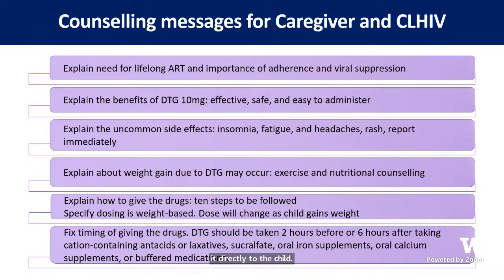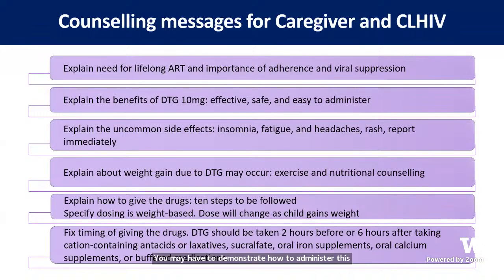Now, what are the counseling messages for this family while starting a DTG-based regimen? You should explain the need for lifelong antiretroviral therapy, and you should also talk about the importance of adherence and viral suppression, and why it is important to achieve and maintain complete viral suppression to improve the quality of life as well as to decrease morbidity and mortality. You should also explain the benefit of DTG 10 milligram, how effective it is, how safe it is, and how easy to administer. You may have to demonstrate how to administer this drug.